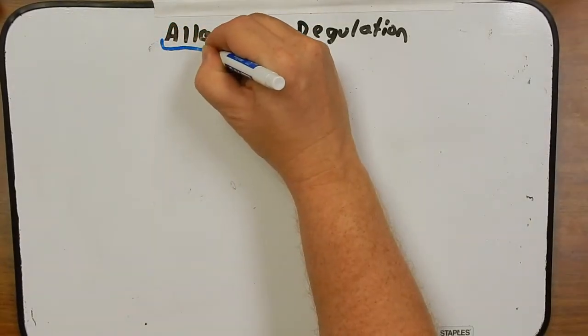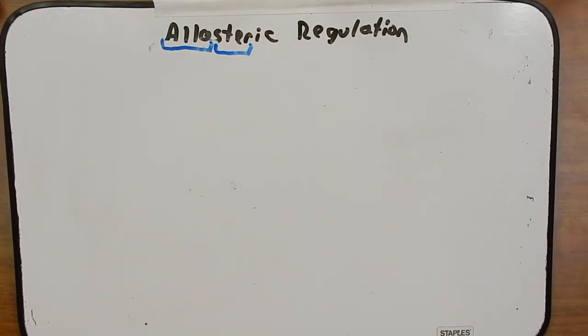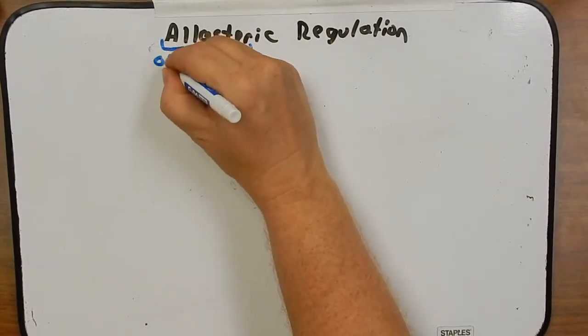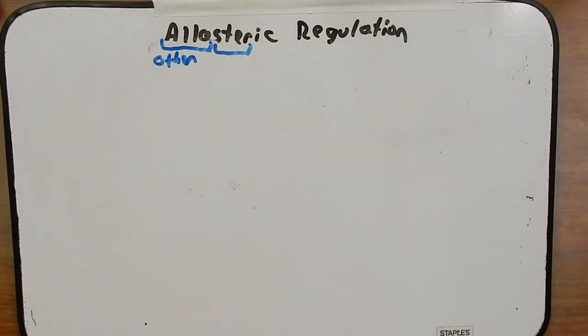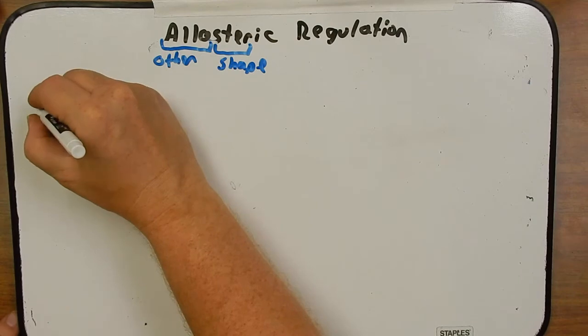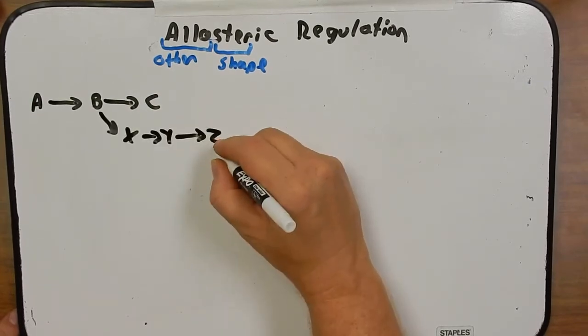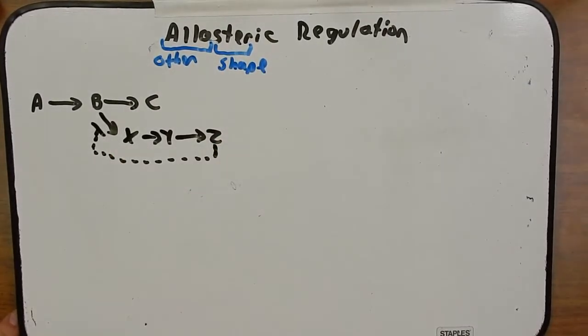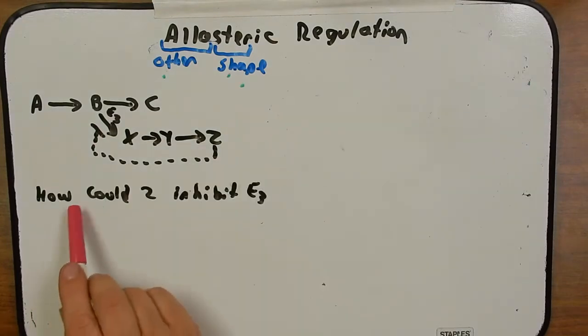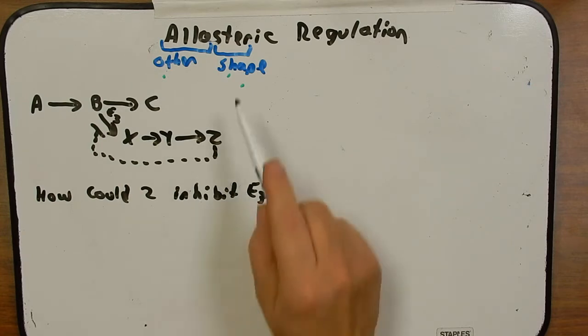I like to look at the breakdown of words sometimes to give an idea of what we're talking about. So allo means other, and steric, the S-T-E-R, means shape. So when we're talking about allosteric regulation, we're talking about regulation that changes the shape of the protein. And it makes good sense to talk about allosteric regulation right now, because we just talked about this pathway, and I'm going to draw a version of it here, or at least most of it. And we said that Z somehow inhibited the enzyme between B and X. So how could Z inhibit E3? Well, we can imagine several different ways, but I want to focus on an allosteric regulation.